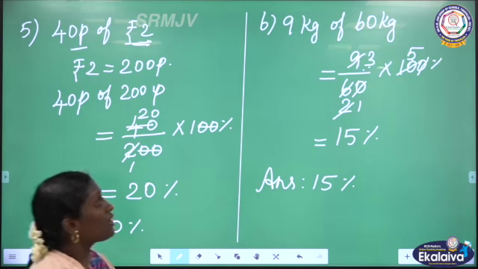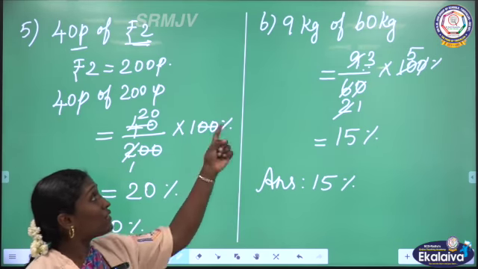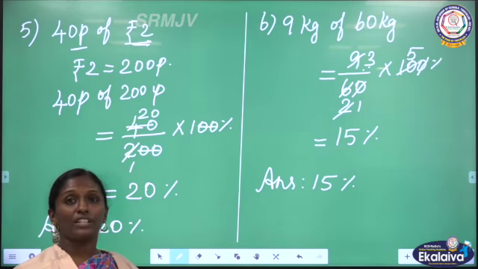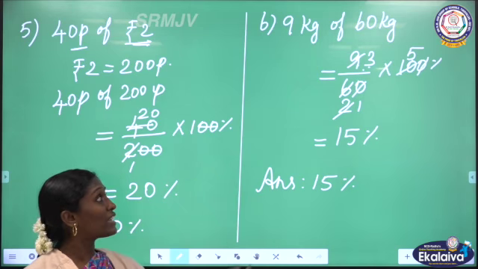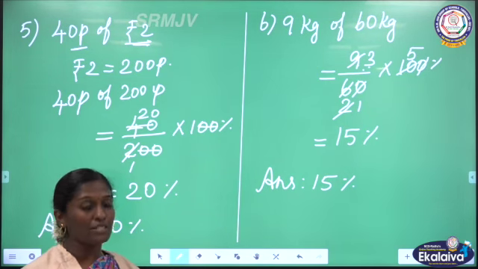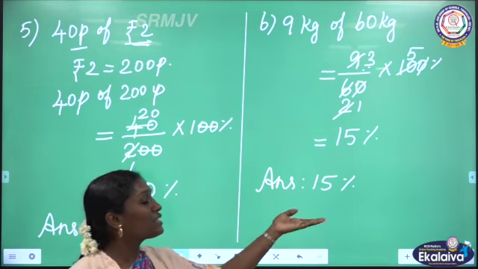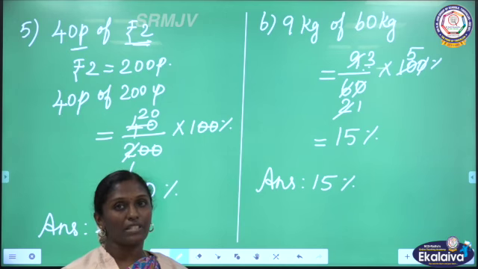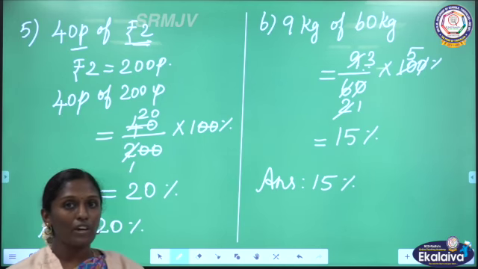Is it clear, children? First we have to write the given numbers as fraction. After that, to convert the fraction to percentage, we are multiplying it by 100 percentage. Then we have to reduce it. Then we will get the answer in percentage. Is it clear? Hope you all understood.